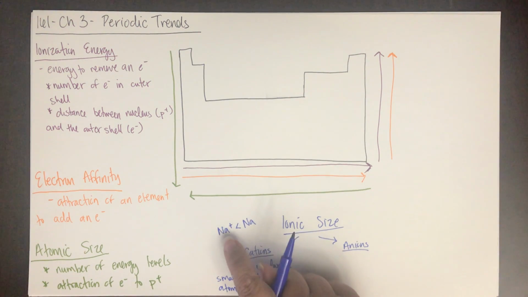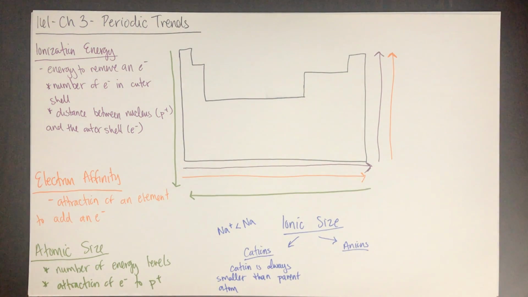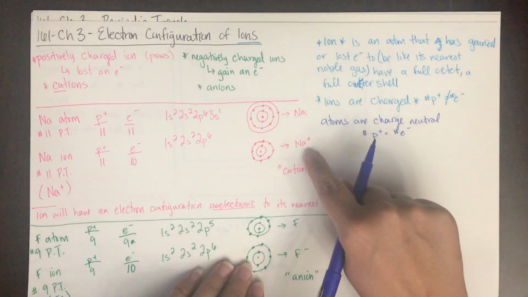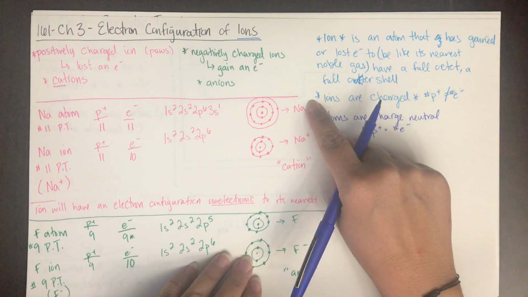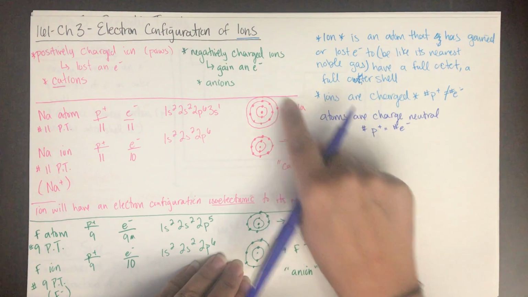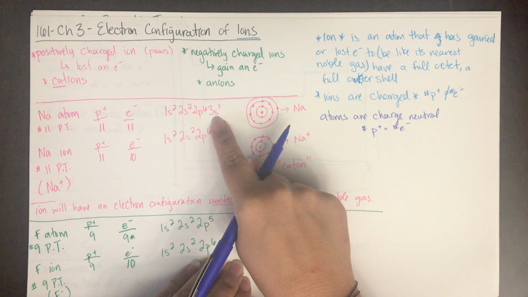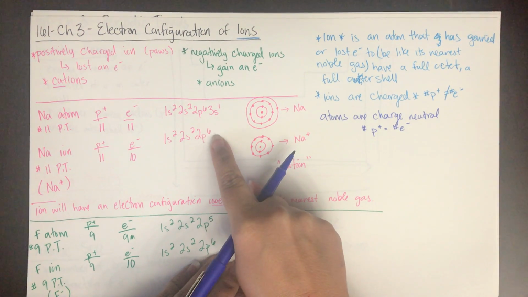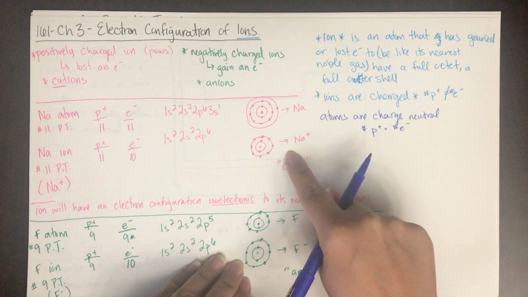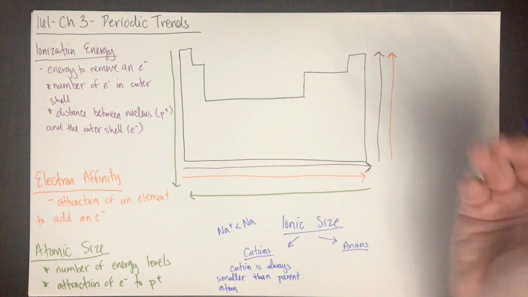Because when the sodium loses this electron to have a positive charge, it loses a whole energy level. So if you remember back to here, we're comparing the sodium ion to the sodium atom. The sodium atom is bigger because it has a whole other energy level. It has an electron in the 3s energy level. This doesn't even have a 3 energy level. So any positively charged cation is always smaller than its parent atom.